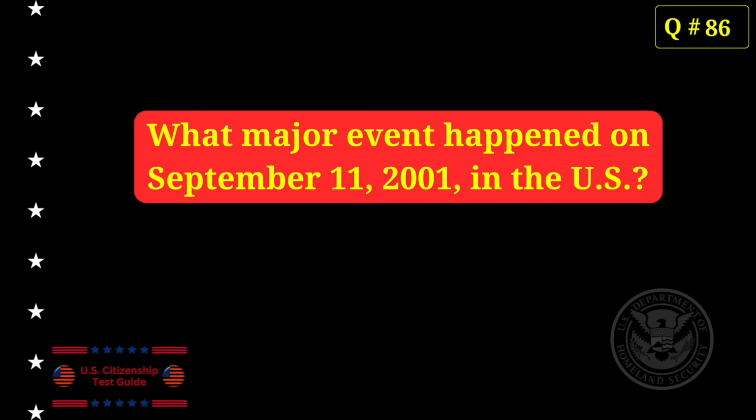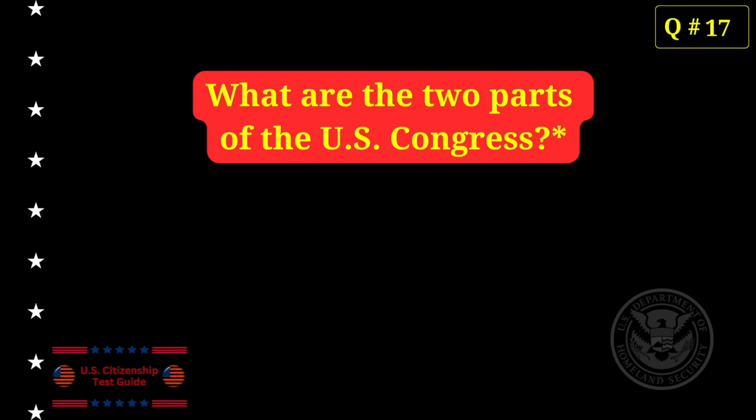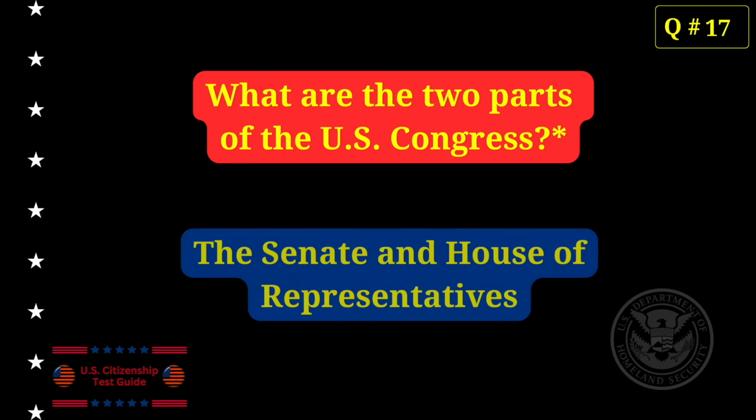What major event happened on September 11, 2001 in the United States? Terrorists attacked the United States. What are the two parts of the U.S. Congress? The Senate and House of Representatives.